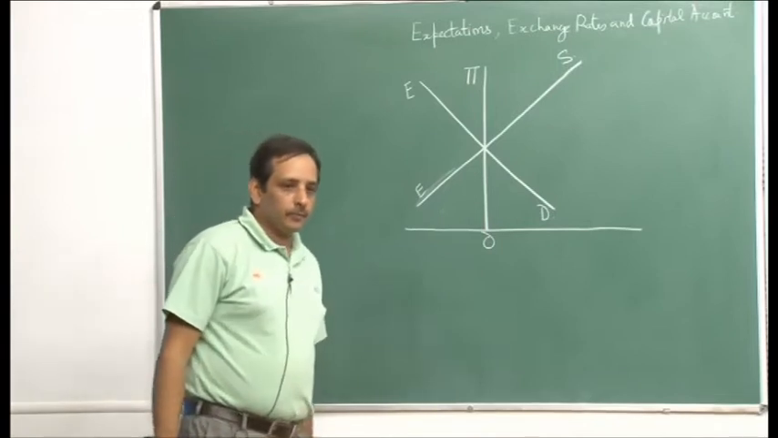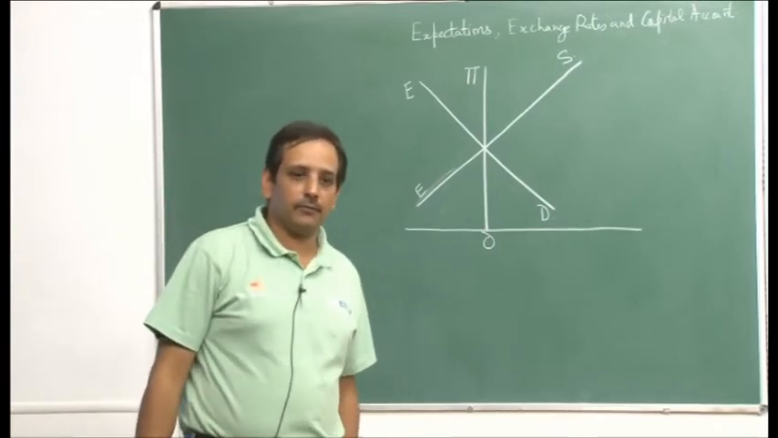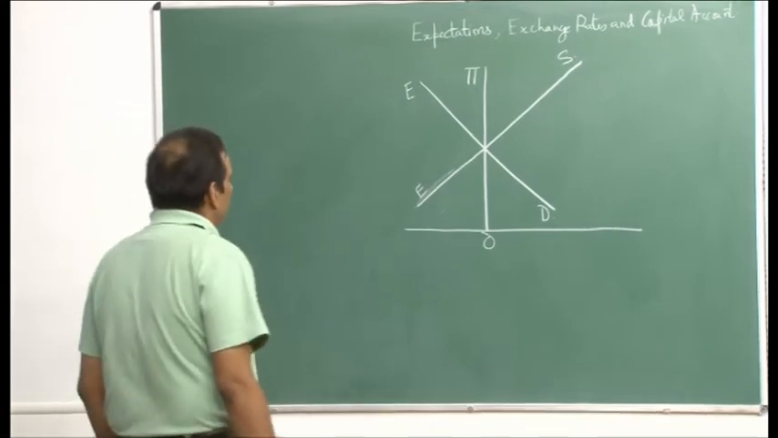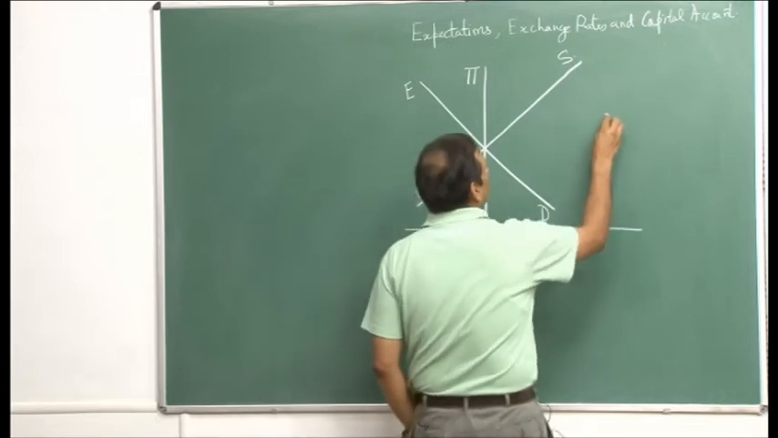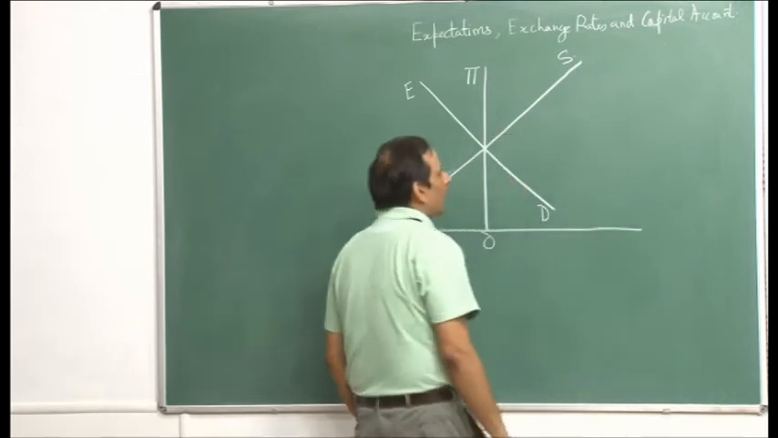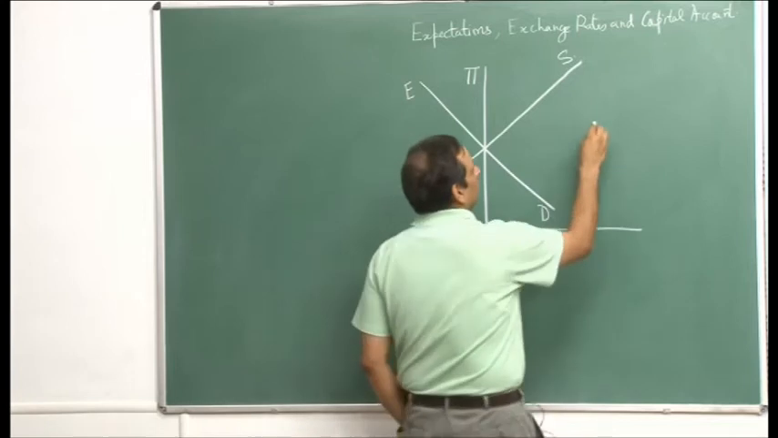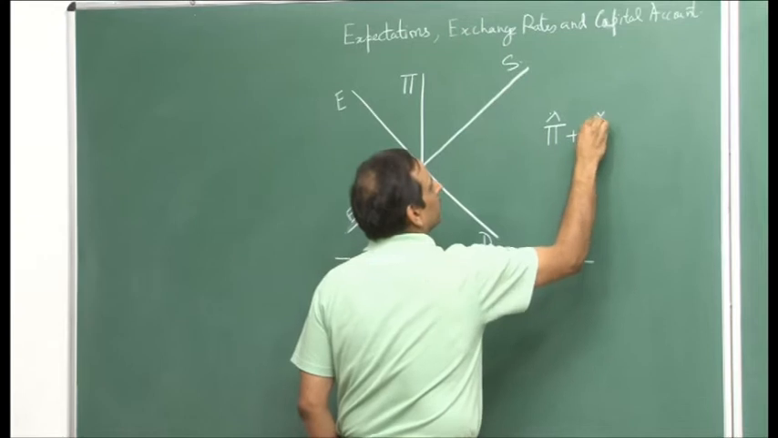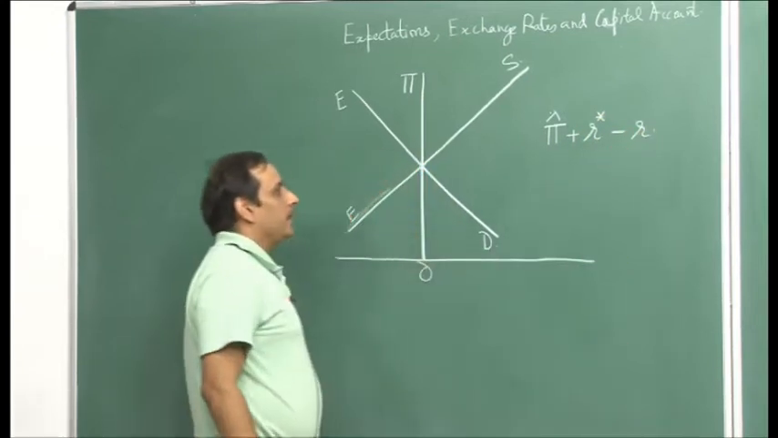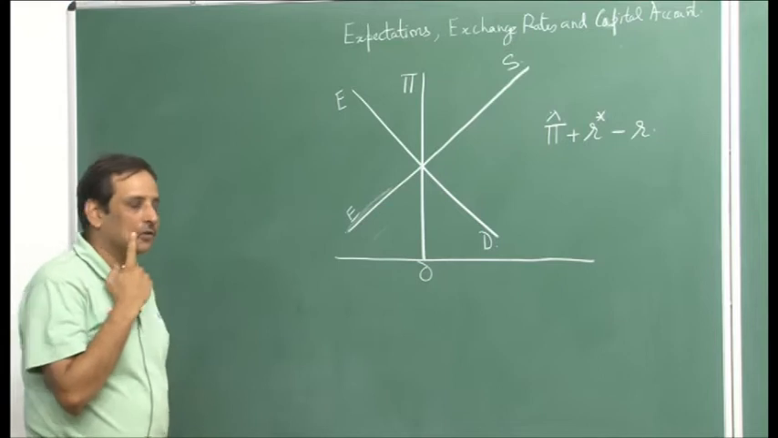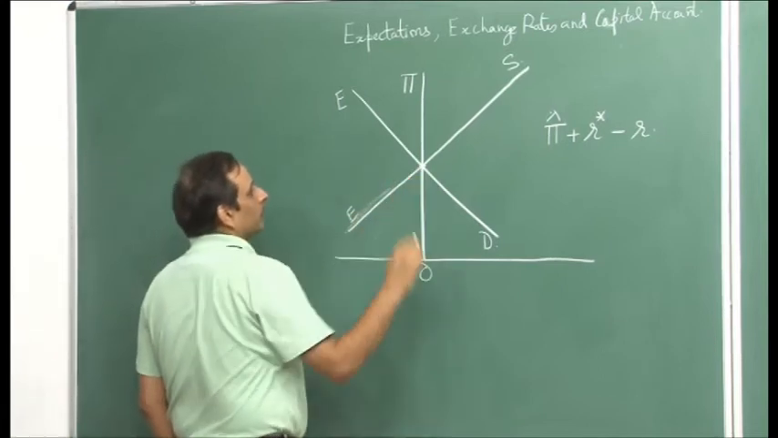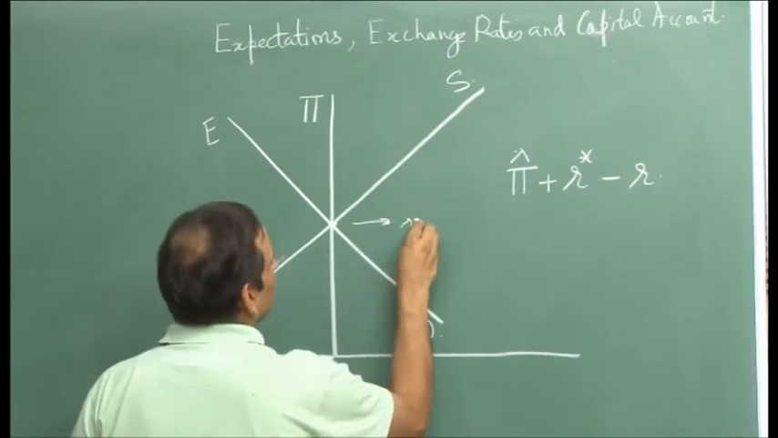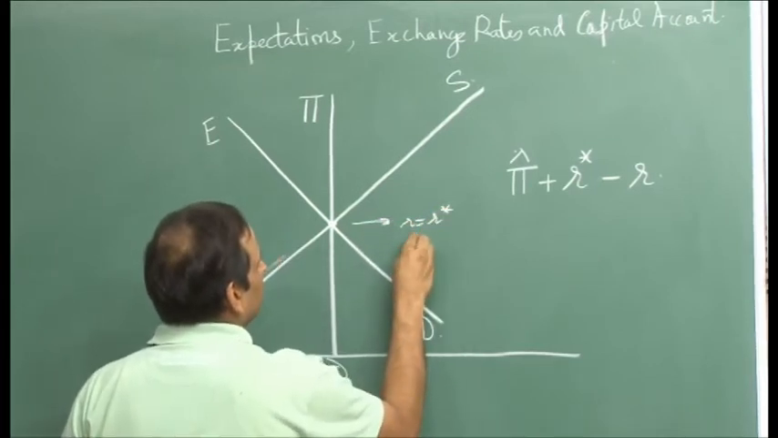The ED curve is the excess demand curve for the investors, speculators. Investors, speculators are driven by something called the open interest differential, which is given by pi hat plus r star minus r. Of course, at this point where you have an equilibrium where ED is equal to ES, you assume here that pi hat is 0.